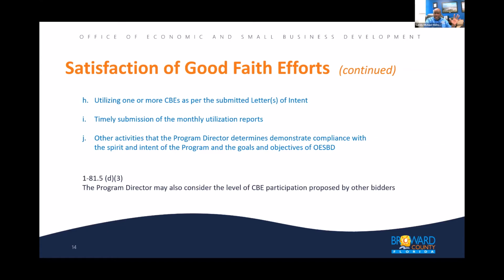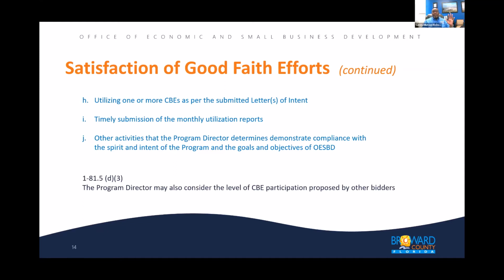1-81.5 section D3 is telling you as a prime, the program director may also consider the level of CBE participation proposed by other bidders. When I have to make a final determination of who demonstrated good faith or not, the staff comes with their recommendation. They go over all the things you did or didn't do. They're either recommending met good faith or didn't meet good faith. The ordinance allows one additional review by me, the director, and I could, based on what's given to me by staff, also take a look at your good faith, and I could compare you to the other 4.